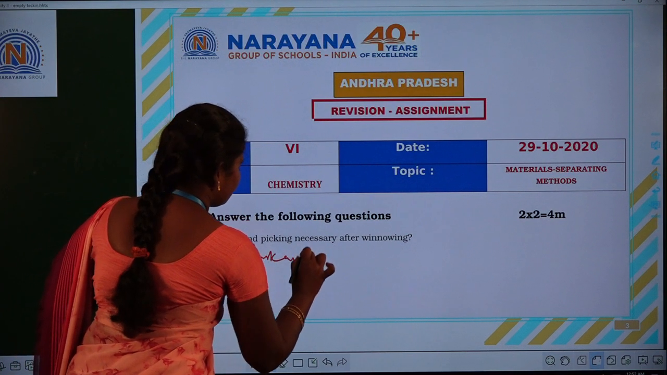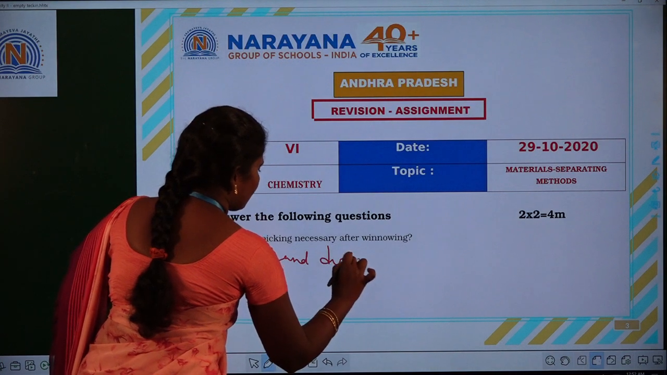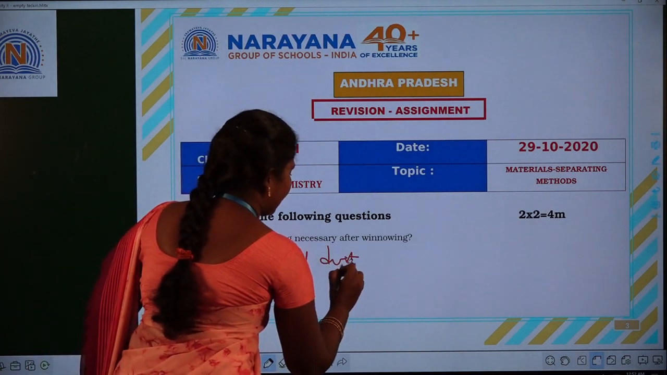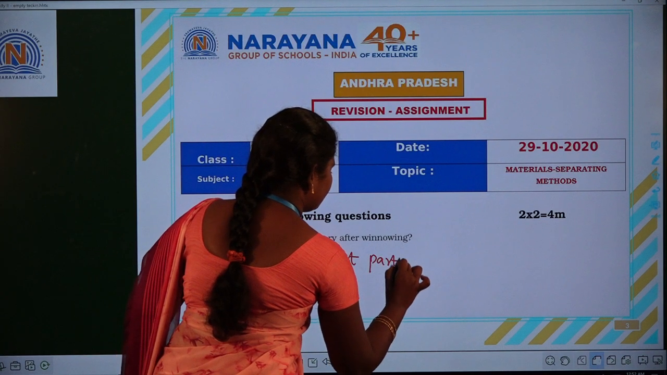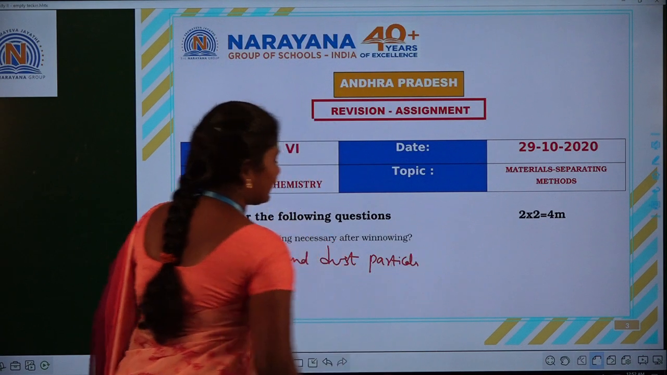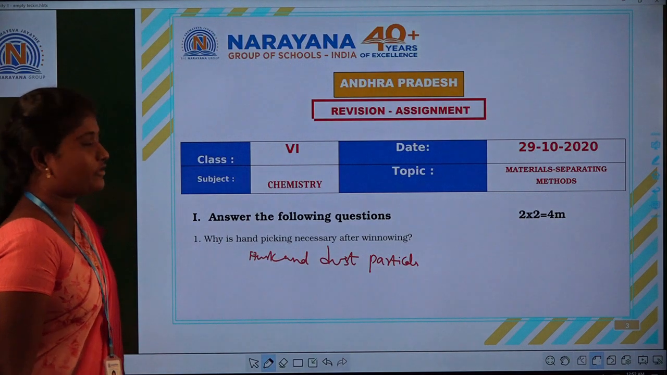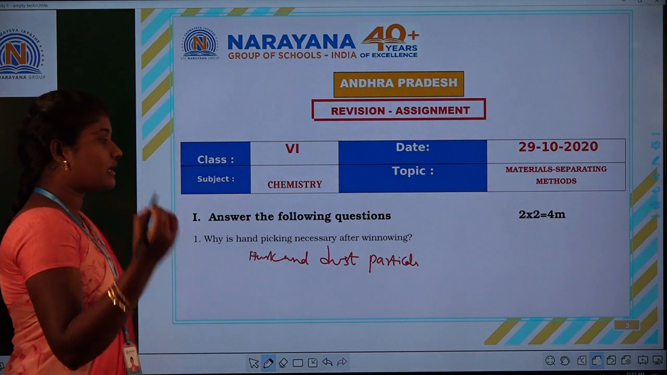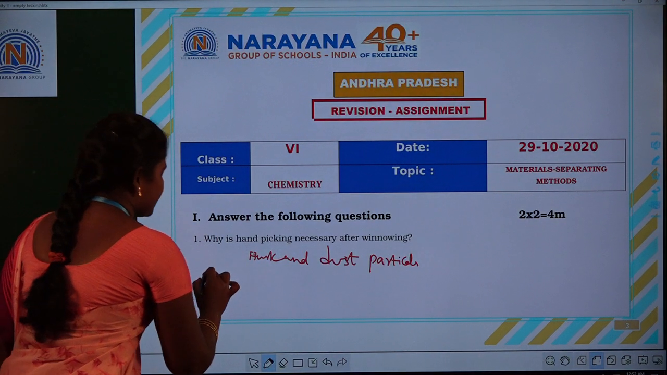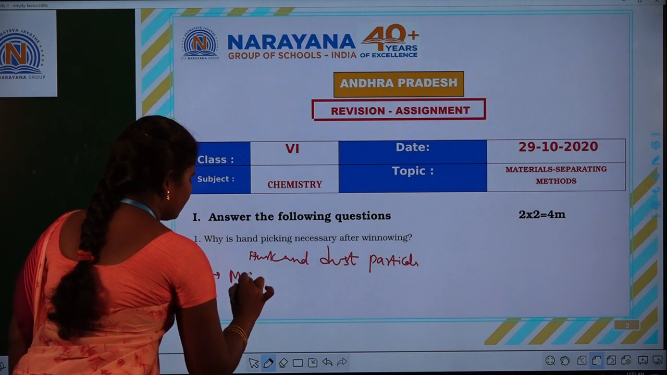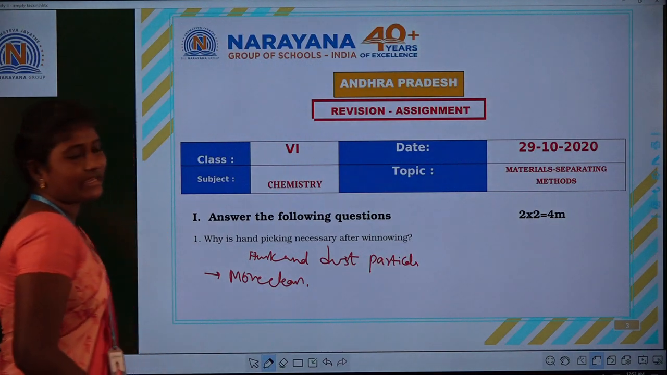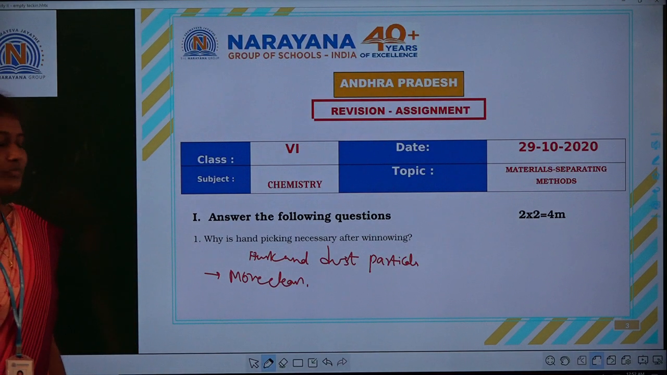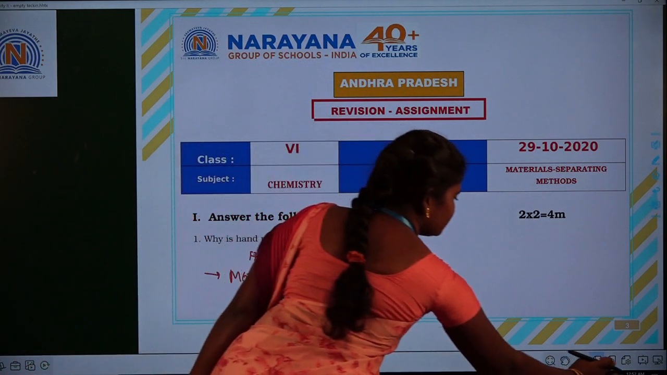Husk and dust particles are added to it after winnowing. So for more cleaning, hand picking is necessary. Okay, let us see the second one.